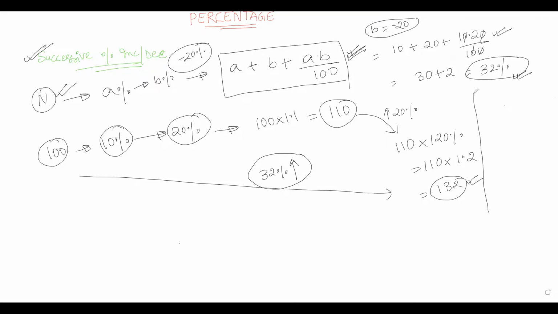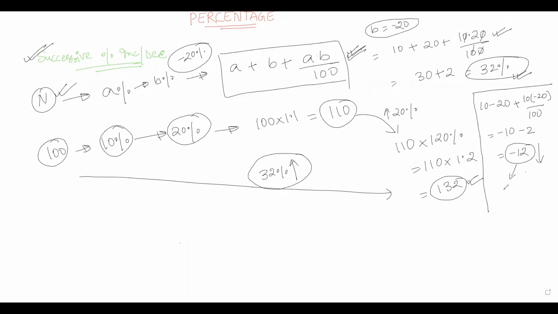So if we use the value of B as minus 20, this becomes 10 minus 20 plus 10 times minus 20 upon 100. So this would be minus 10 and this would be minus 2. So this would be minus 12. That means when the number is first increased by 10% and then decreased by 20%, overall there is a decrease of 12% in the number. So this minus sign indicates that the overall number decreases by 12%.